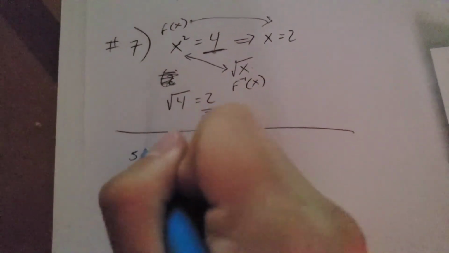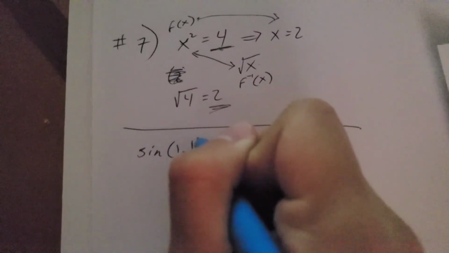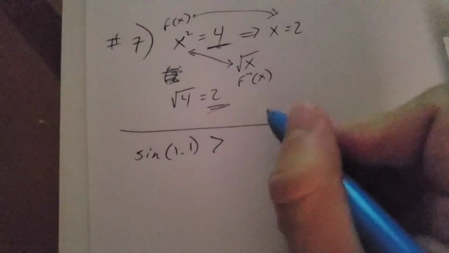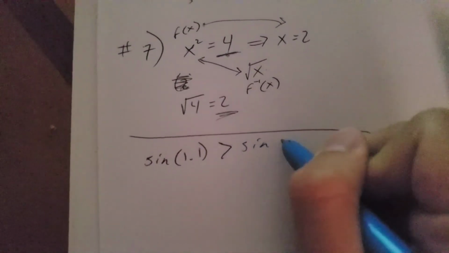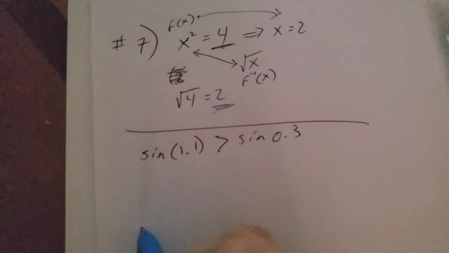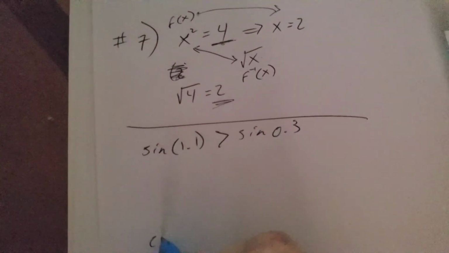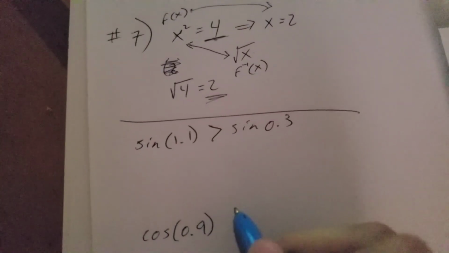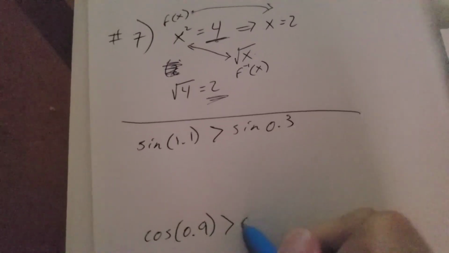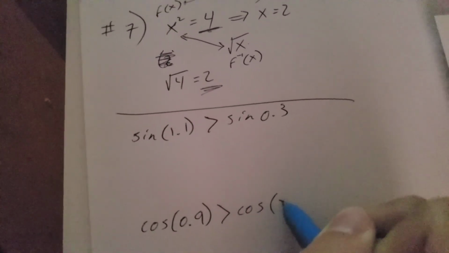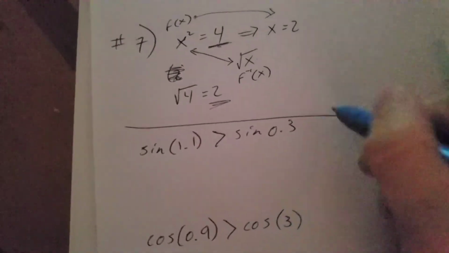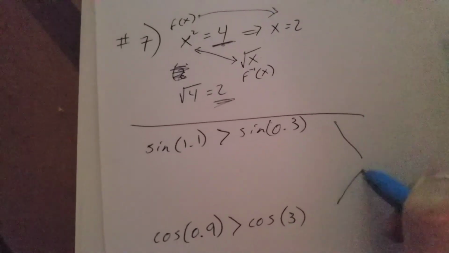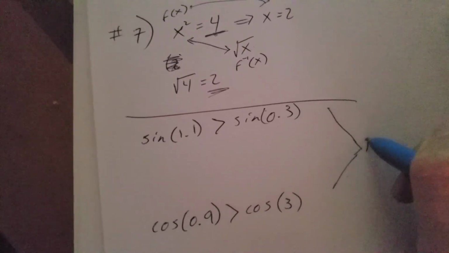sine of 1.1. We want to explain why it's greater than sine of 0.3. And the other one was cosine of 0.9, and why cosine of 0.9 was also greater than cosine of 3. Both of these problems are in radians. Okay, so both of them work under radians.